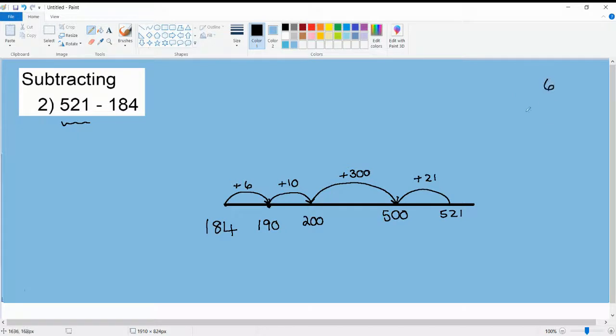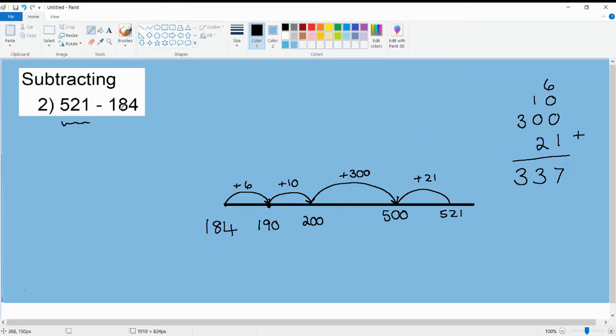So if we start with the 6, make sure we line up on the right hand side for our addition. Okay, line straight down here. And then we've got 300. And then we've got 21. And if we add those together, what we're working out is the difference between our two numbers. So 6 plus 1 is 7, 1 plus 2 is 3, and I've got 3 on its own, is 337.